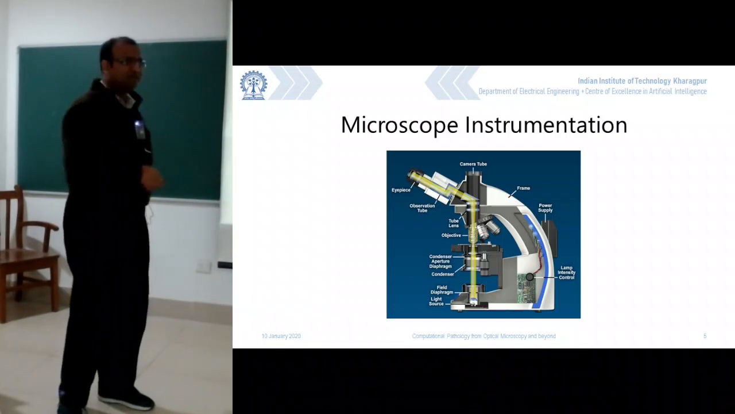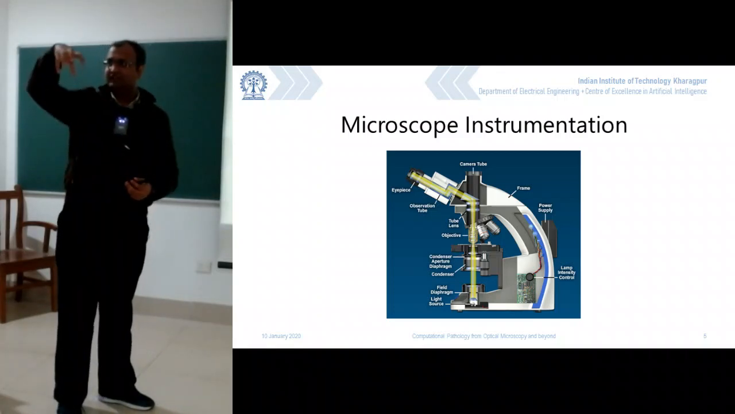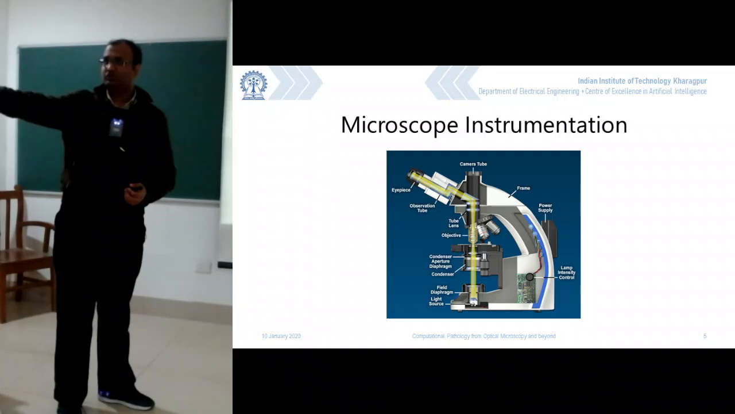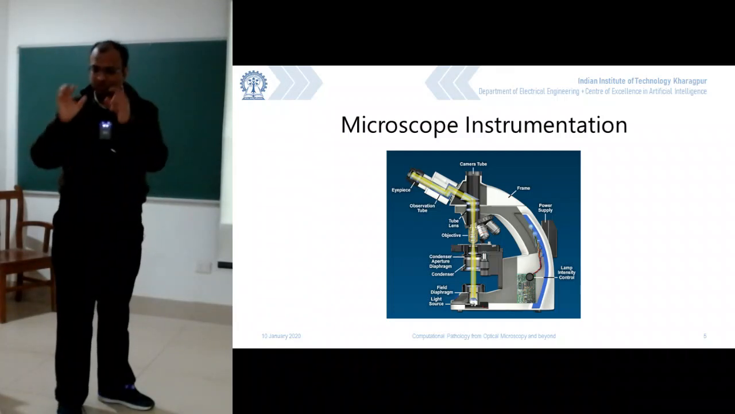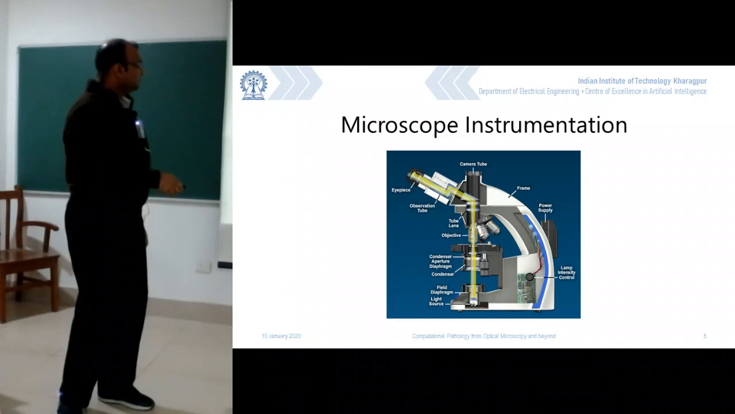So here also you have some lenses in order to magnify, and you have a camera tube where you place that extra camera from where you get a feed onto your PC monitor. Otherwise, you will have to look through those binocular objectives over there. Now, other than that, it has some power supply, some intensity control for the lamp and everything.